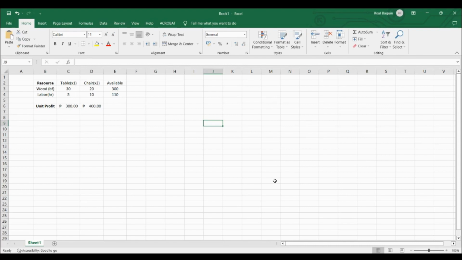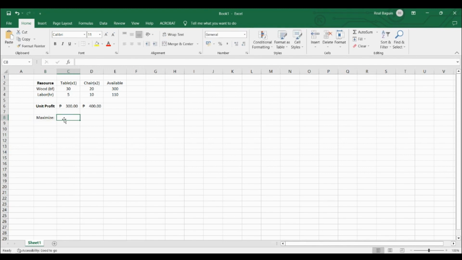So now we will be solving a linear programming problem using the simplex method in MS Excel Solver. So we have the information for the wooden tables and chairs. We have here the wood, that is board foot. Then we have our labor, which is per hour. By this, we could have a function which is to be maximized.